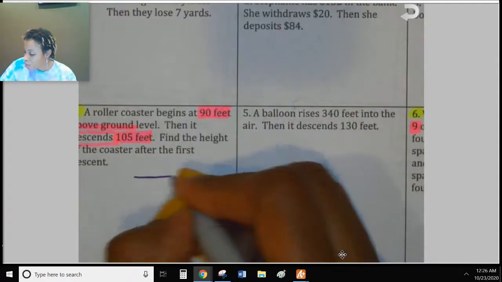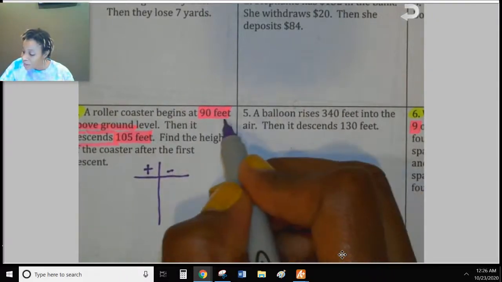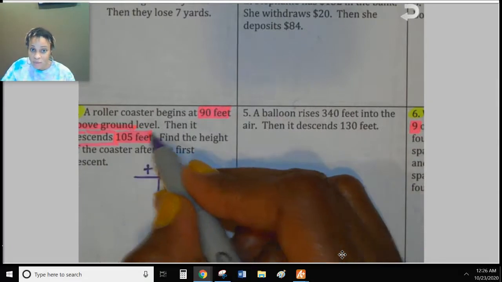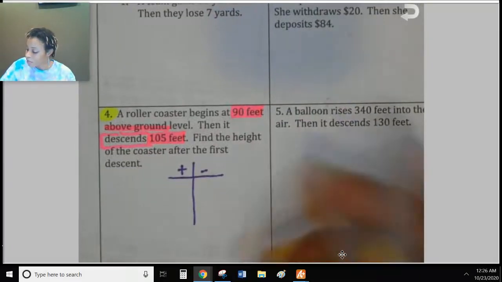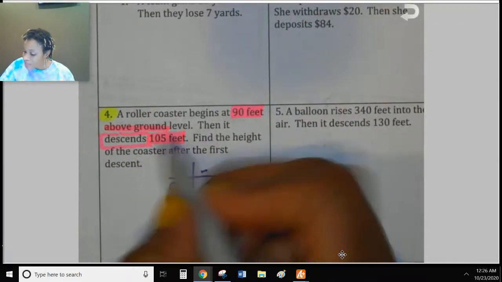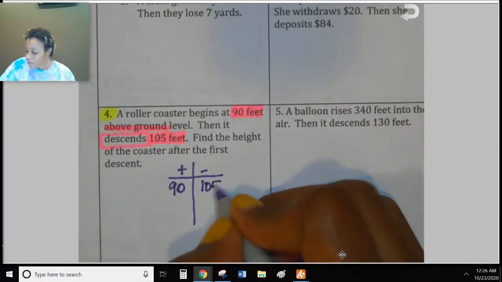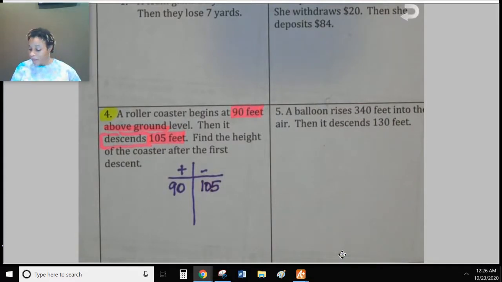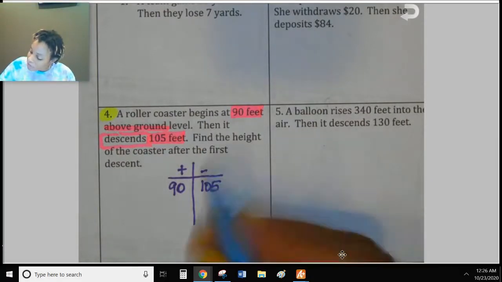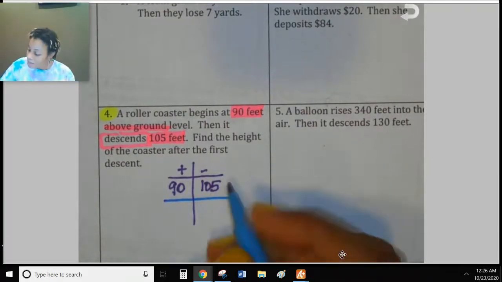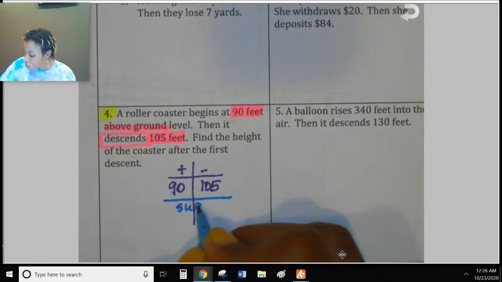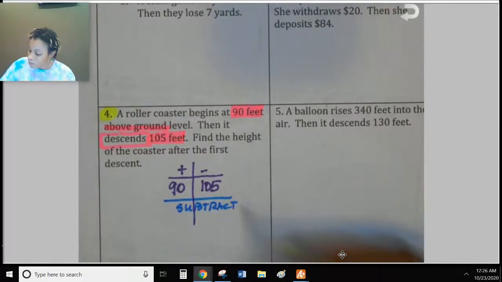Let's draw our scoreboard, positive and negative. So it started 90 feet above. So we know, above is positive. And descend, if it goes down, that's negative. So it descended 105. I don't have more than one number in my column to combine. I just have these two. So that means since I have a number on both sides, what am I going to do? I'm going to subtract.